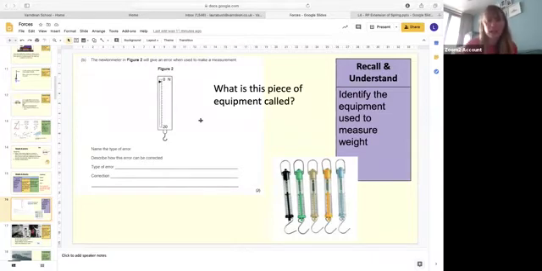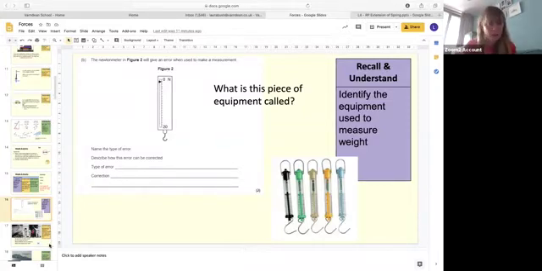This one here's got a zero error. So every time you did this, you would have to take that value off anything that you measured to make it correct. It's incorrect, it's got zero error on this piece of equipment. So that's how we measure it.